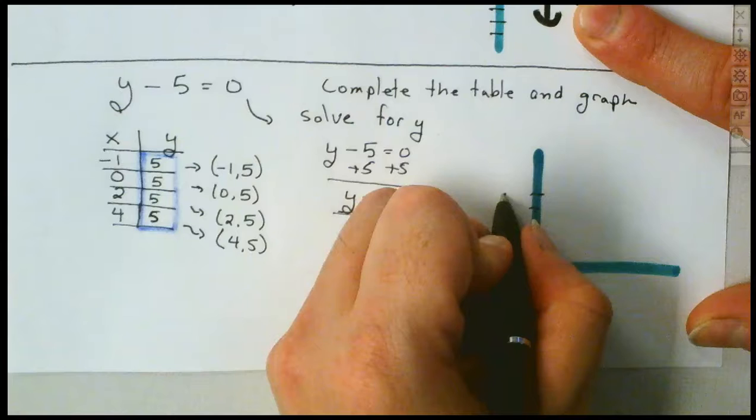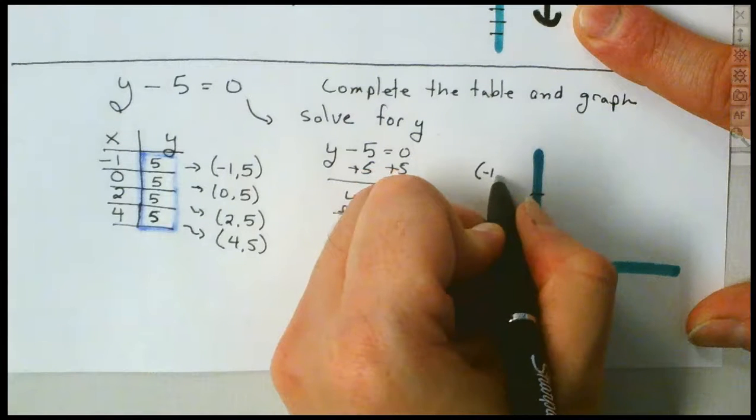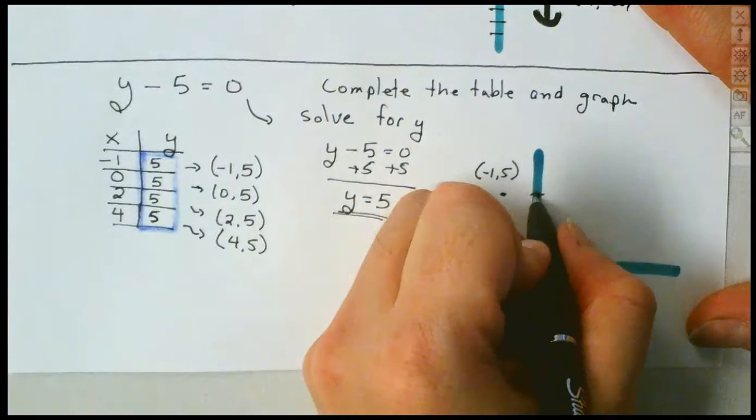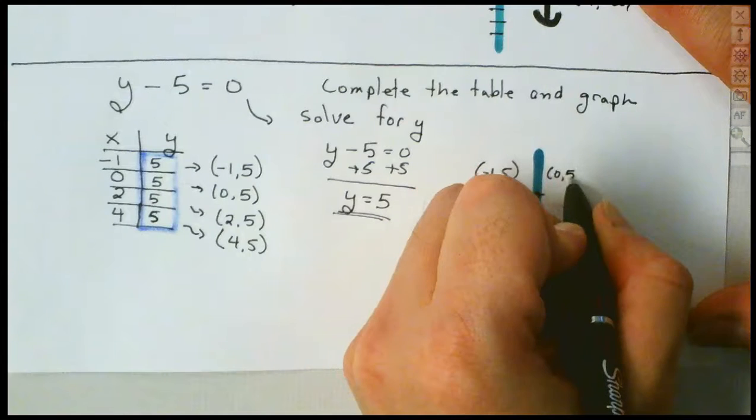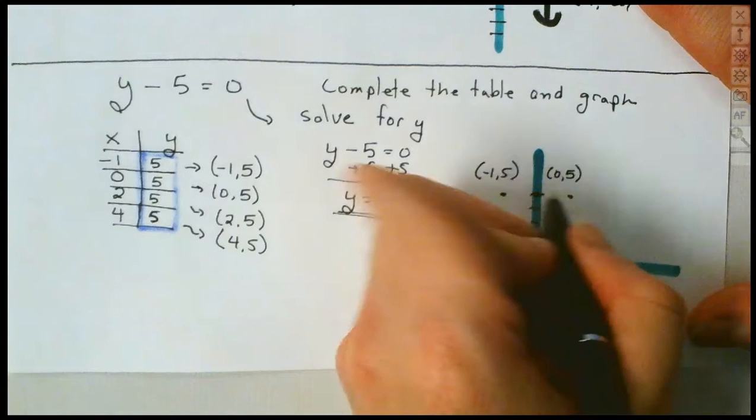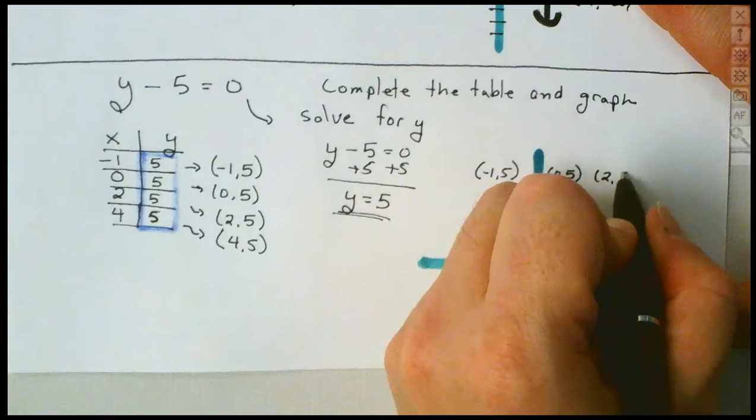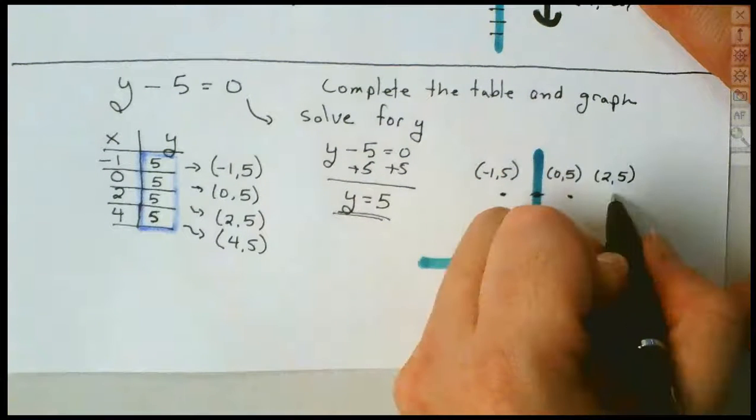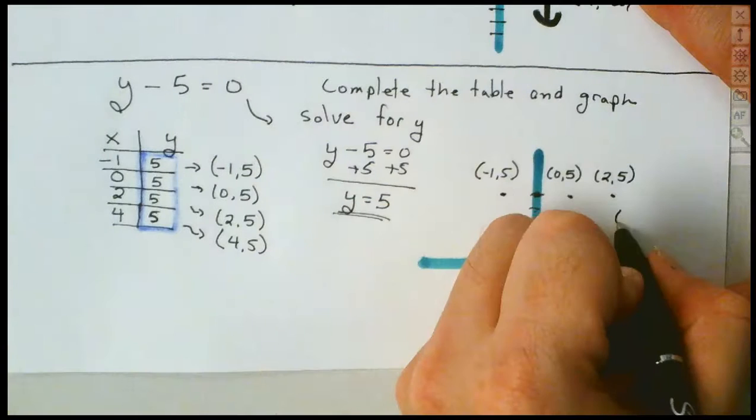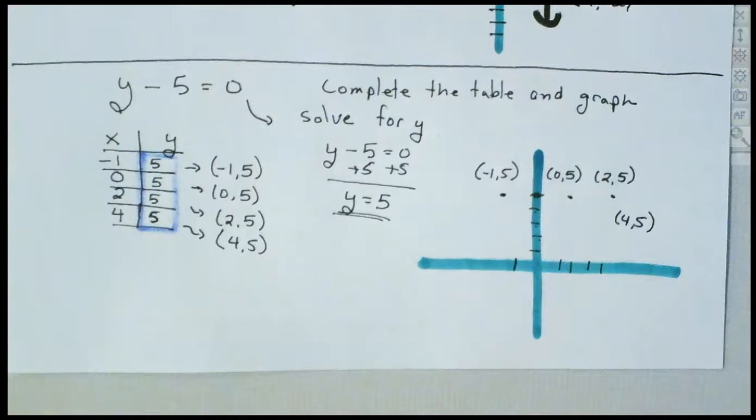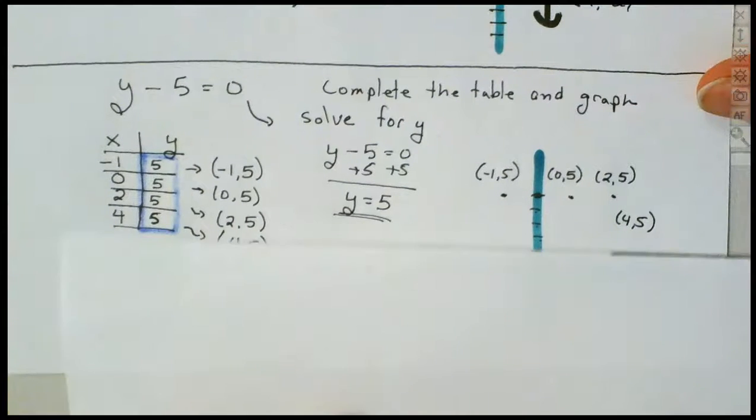So negative 1, positive 5 is right here. We've got 0, 5, which is right here. We've got 2, 5, which is here. And then finally, we've got 4, 5, which is here. We should be able to connect them together. And when we connect these together, they should make a straight line.